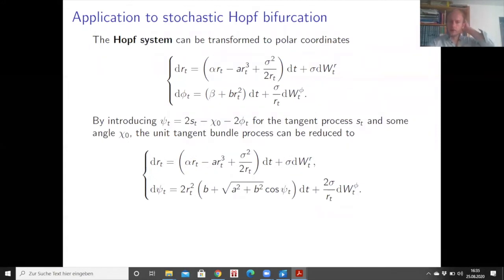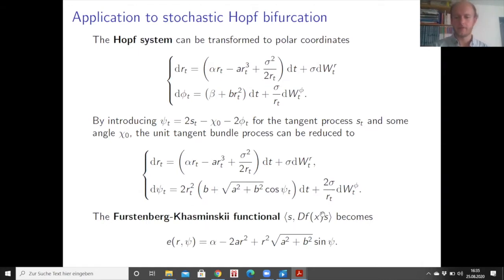And what we can do now to make this unit tangent bundle problem a little bit easier is introduce a certain angle, which is a combination of our S_t, coming from the unit tangent bundle process, and our phi_t, which is exactly this angular direction from the polar coordinates. And this lets us write the whole problem for the Furstenberg-Khasminskii functional, which would actually be a three-dimensional problem, as a two-dimensional problem. This goes back to DeVille et al., the paper I mentioned at the beginning, where they found this a little bit easier way of writing the problem.